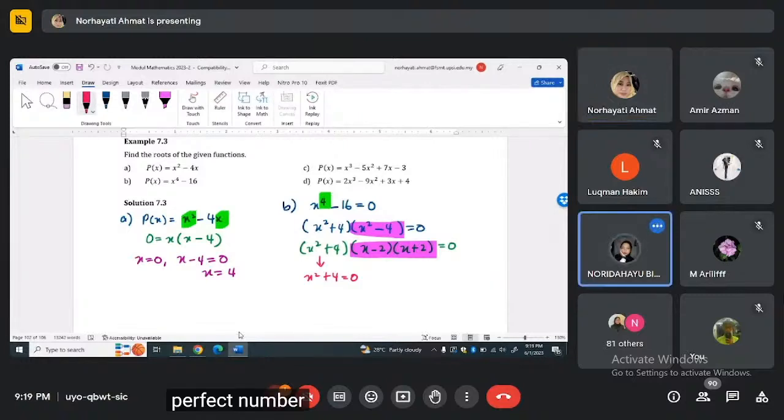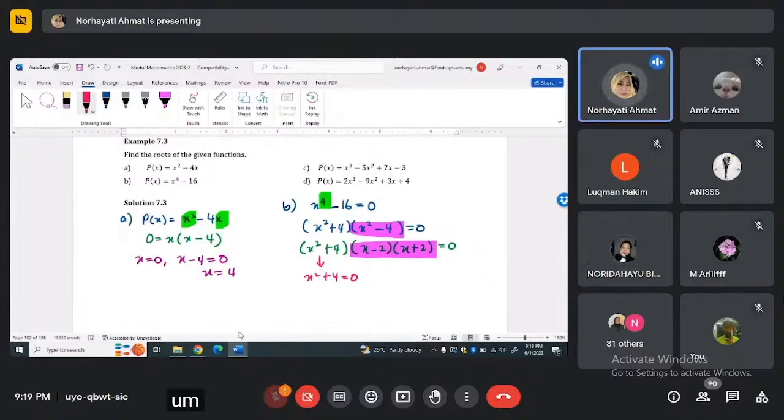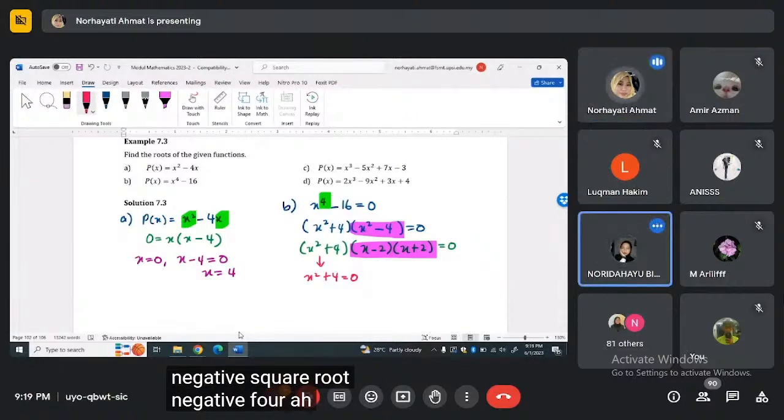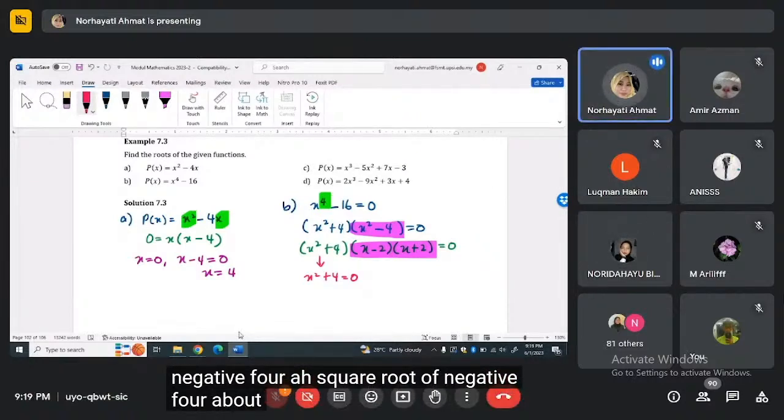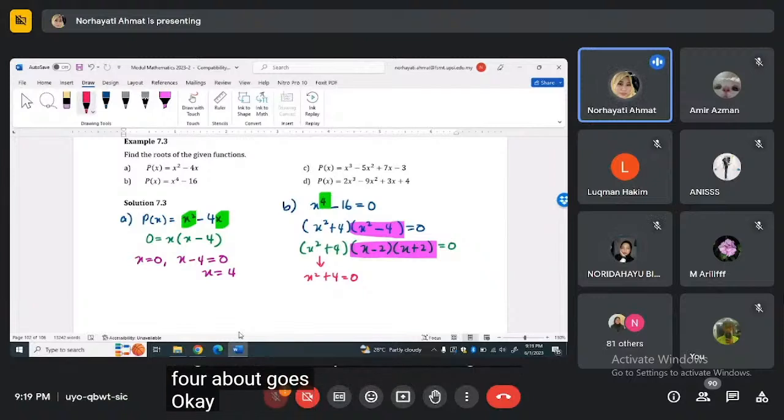Complex number. Dia jadi complex number. Macam mana dia jadi complex number? Sebab negative square root. Square root of negative 4. Bagus. Okay. So kita ada, okay, ini semua dalam complex number. Hari tu dah test, dah tanya dalam test.